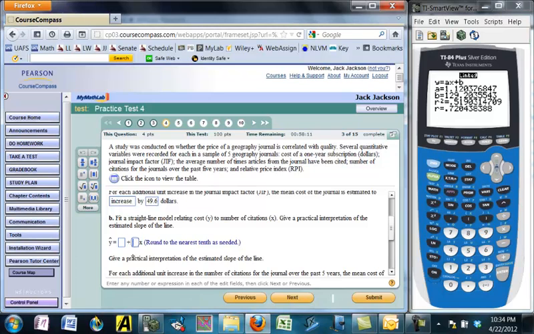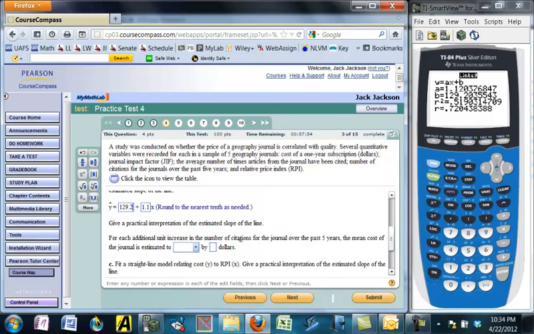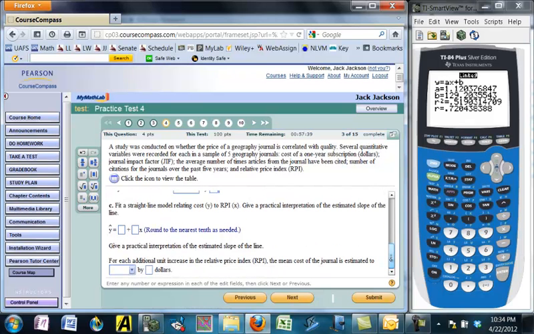Okay, round to the nearest tenth. The slope is over there, it's A, so it's 1.1. And the y-intercept of this one is 129.2. Okay, and a practical meaning of this: for each unit increase in the number of citations, the mean cost is, again, this is positive, so it's increasing. If it had been a negative slope, it would have been decreasing. And by $1.1, or $1.12 if you round to the nearest cent.